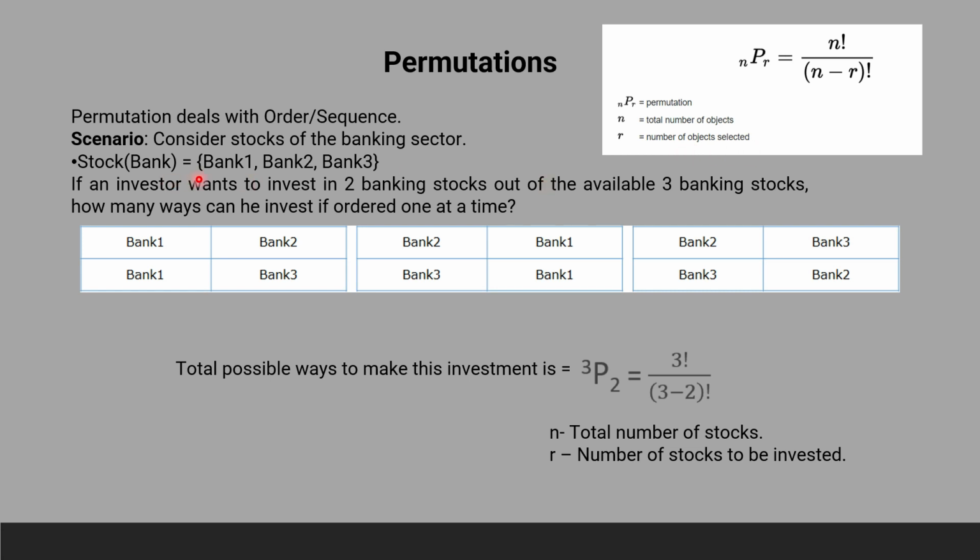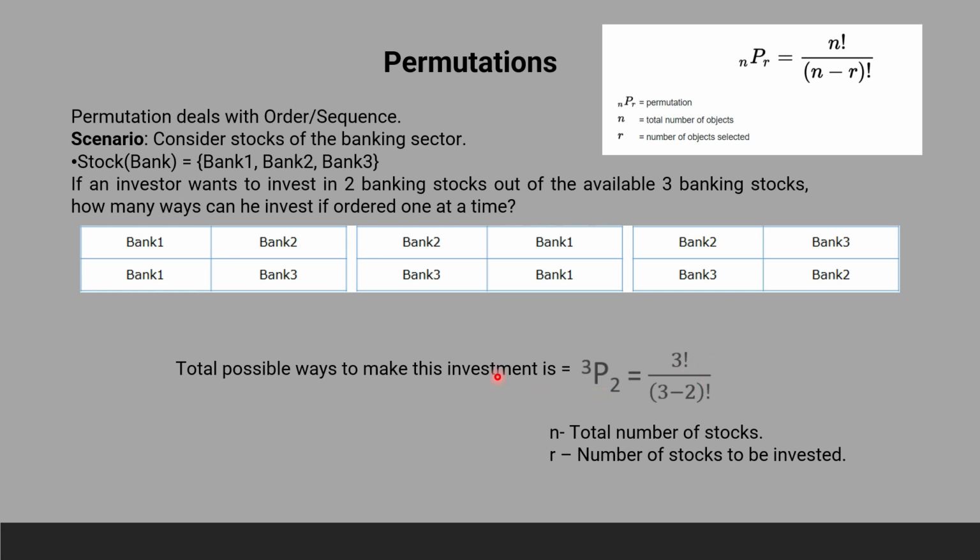Okay, so let's consider a scenario again. We are considering the banking sector here. Bank 1, bank 2 and bank 3. Here's the question. If an investor wants to invest in 2 banking stocks out of the available 3 banking stocks, how many ways can he invest if the order matters, one at a time? So we want to order it one at a time. That means the total possible ways to invest is 3P2. Total 3 stocks are there and he wants to invest in 2, so 3P2. Okay, so 3 factorial upon (3 minus 2) factorial, so that gives 6.